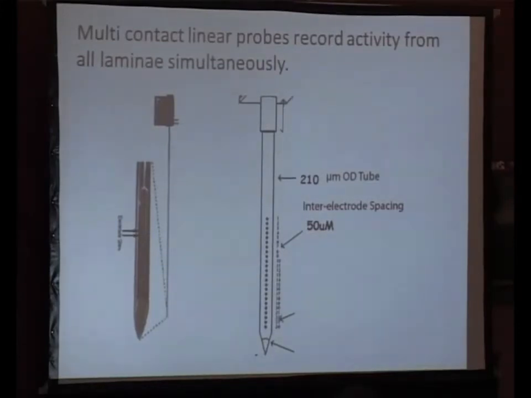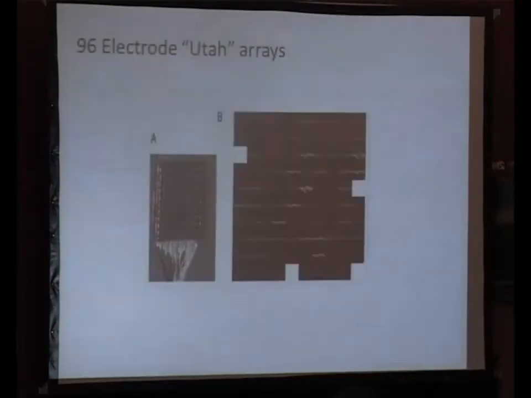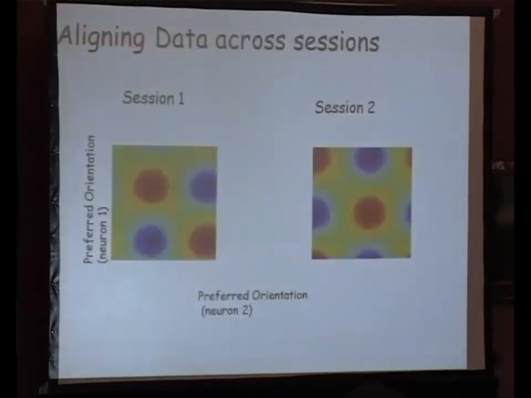We've recorded moderate-sized populations of neurons with two different technologies: either these plextrode laminar arrays with 24 contacts in one animal, and in the other animal we have a 96 electrode Utah array implanted in his V1.